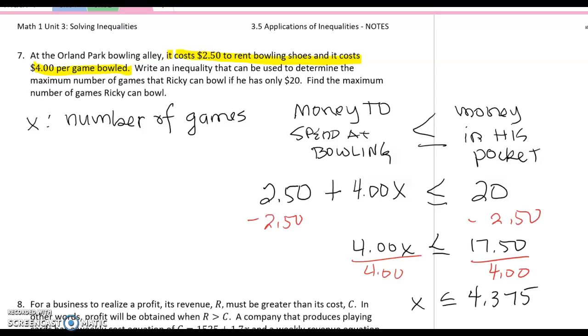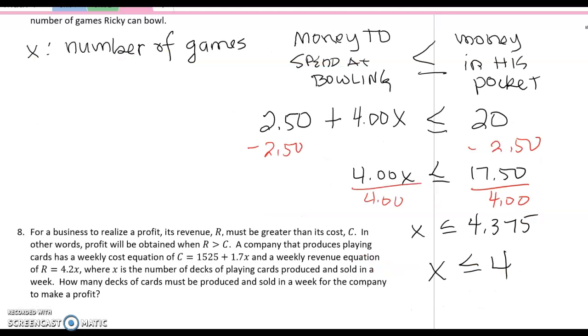All right, so again, undoing operations, solving for X, we get X is less than or equal to 4.375. Again, we have to round this one, because we're looking for the number of games, and we cannot have decimals here. Because we are trying to stay within a limit, it's always best to round down. So we're going to round this down to 4. X is less than or equal to 4. So for Ricky in this bowling alley, he cannot bowl more than 4 games. 4 games is his absolute max.